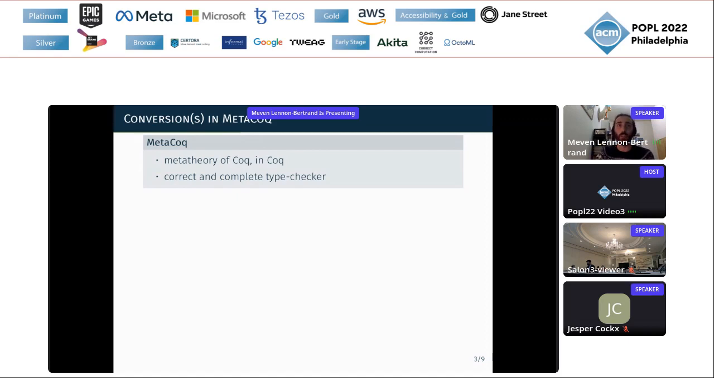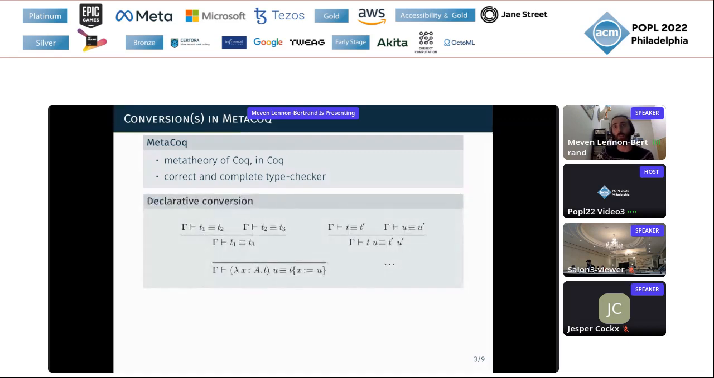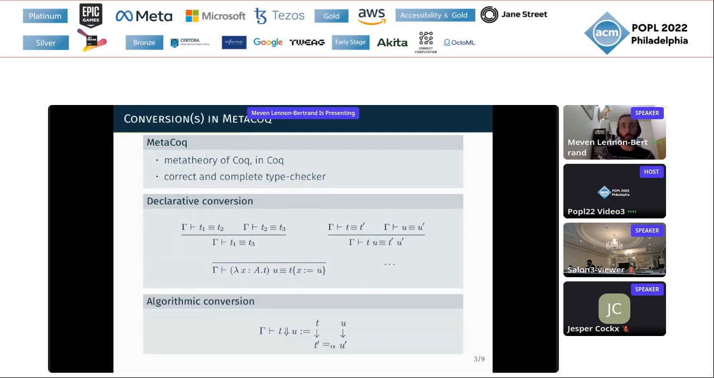And the way this works is we have actually two notions of conversion lying around. We have what we've called declarative conversion. This is maybe the one you're used to. You have all your transitivity and congruence closure rules, and of course the base cases, like here beta reduction. And this is the thing you see in the high level specification of the system.